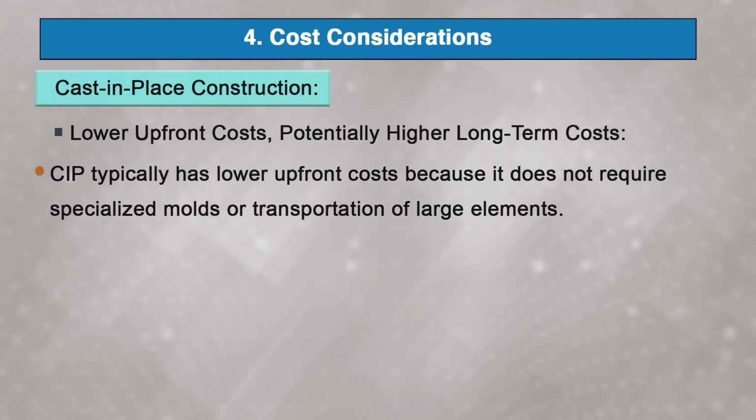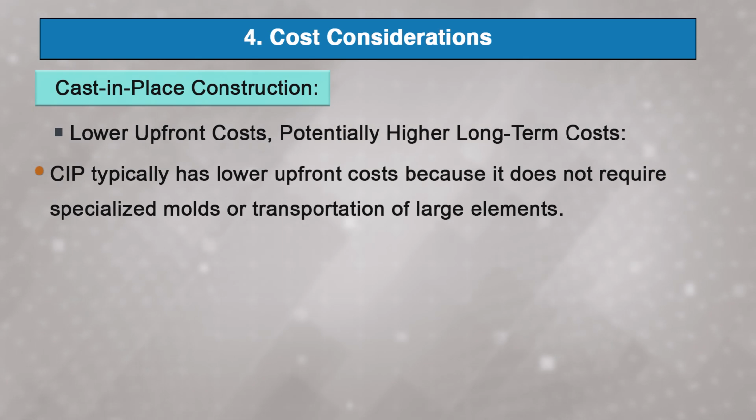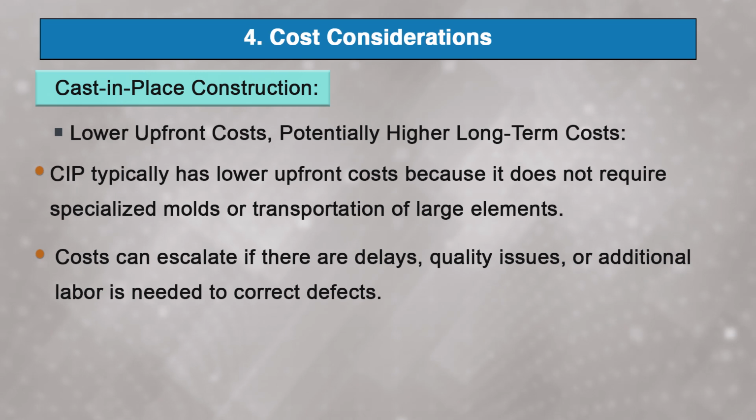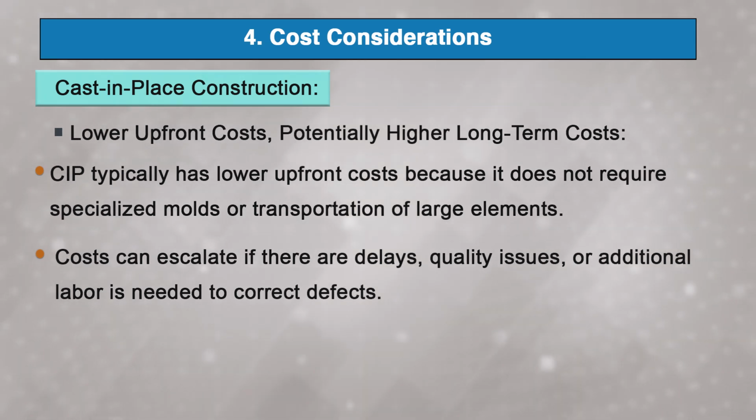However, the longer construction time and the potential for higher labor cost can make it more expensive in the longer run. The cost can escalate if there are delays, quality issues or additional labor is needed to correct these defects. For example, in a small custom project, cast in place construction might be more cost effective since there are fewer economies of scale and customization is easier.